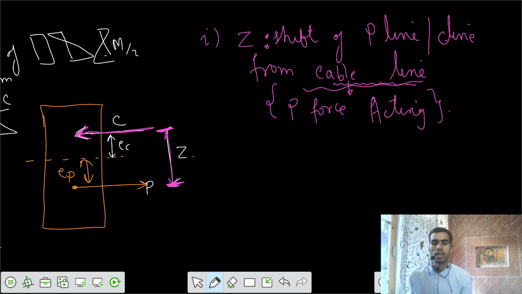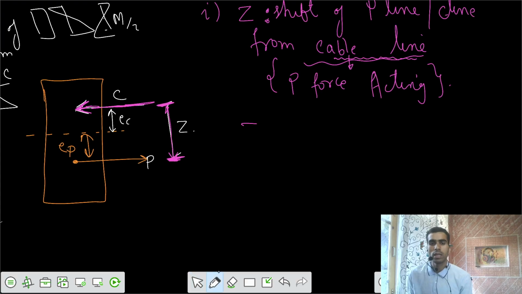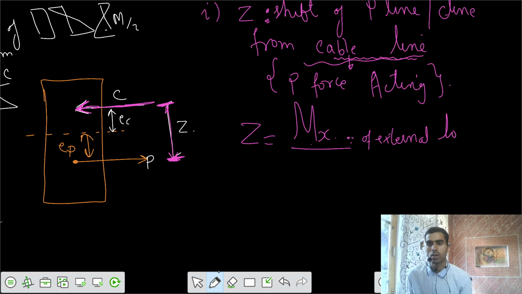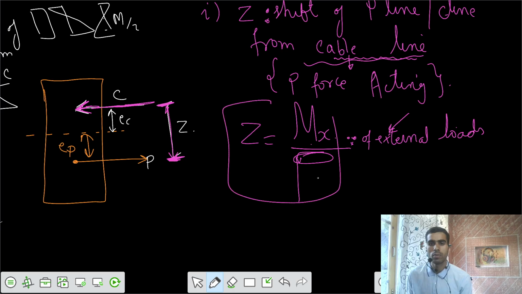That we call Z, and it can be calculated as Z equals the moment at that section X. This is the bending moment at section X because of the external loads. Why are we going for external loads? Because we already touched on that in the first lecture. So Z is equal to Mx divided by the pre-stress force P. This is the first step we are going to perform.